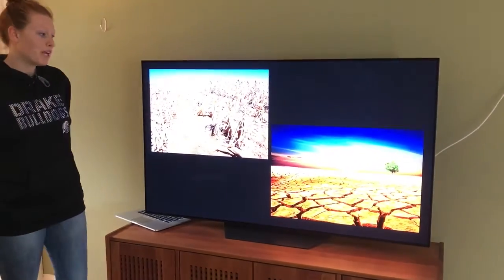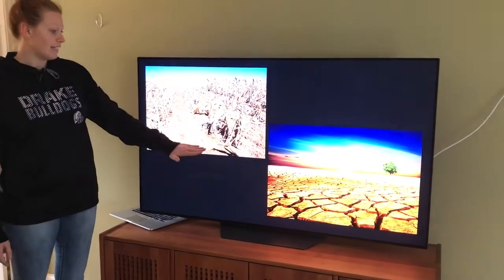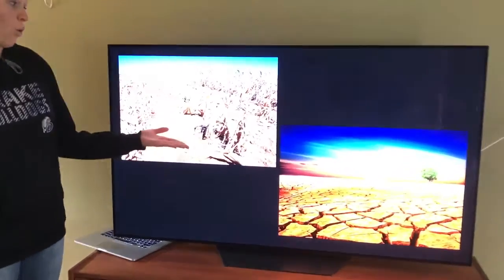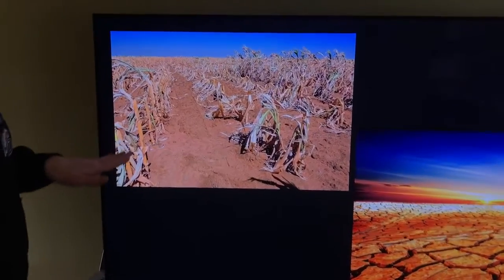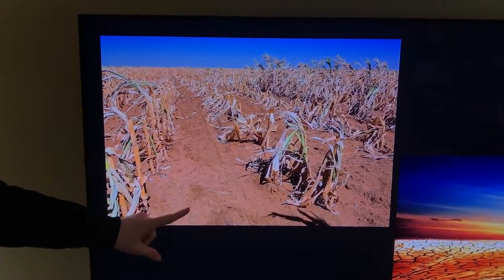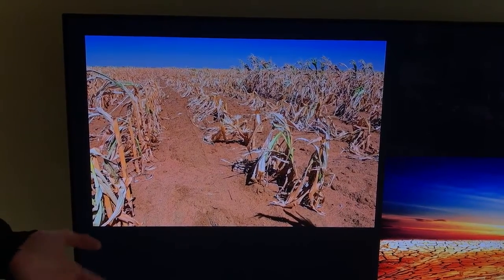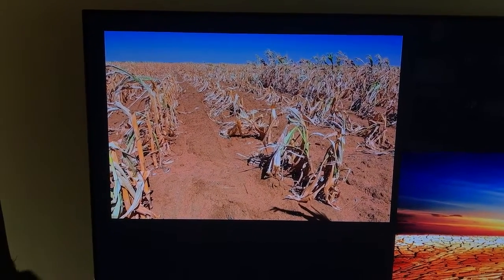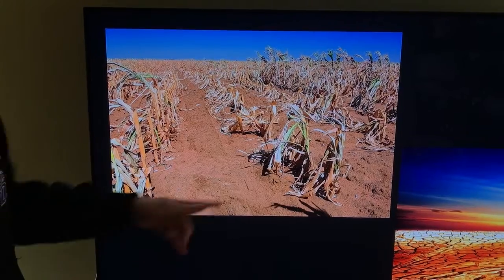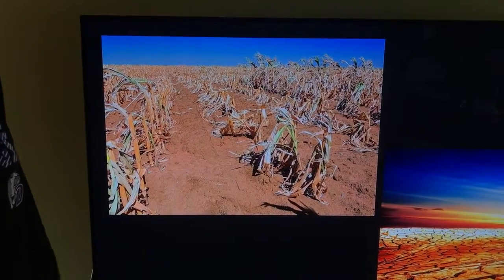So these are some pictures of droughts. As you can see, this is a farm field with corn. And you can see it looks really brown. The earth looks like it's pretty dry. The plants do not look healthy. They're brown. There's a little bit of green, but most of it's brown.